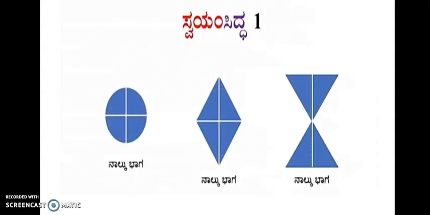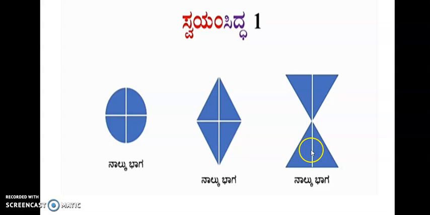Children, observe here. In these pictures you are watching, some geometrical patterns are there, isn't it? Now observe the first one. How many parts are there? Yes, 4 parts. In the second picture, here also there are 4 parts, and in the third picture also 4 parts are there. So, can we say the number of parts in the first picture is equal to number of parts in the second picture? Yes, again like that, the number of parts in the second picture is equal to number of parts in the third picture. Yes, this is also equal, isn't it?